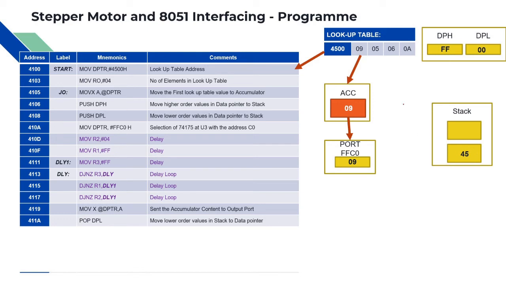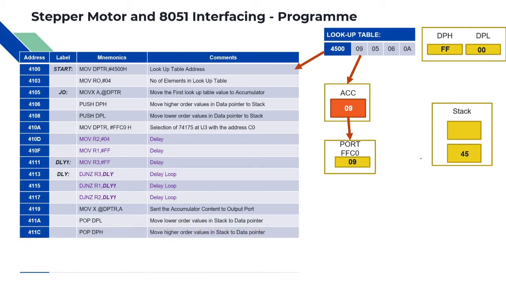Now as the data is removed from the stack pointer, the particular location will become empty, right? And then DPH, the second value, is also moved from the stack to DPH. So the stack is empty as of now.